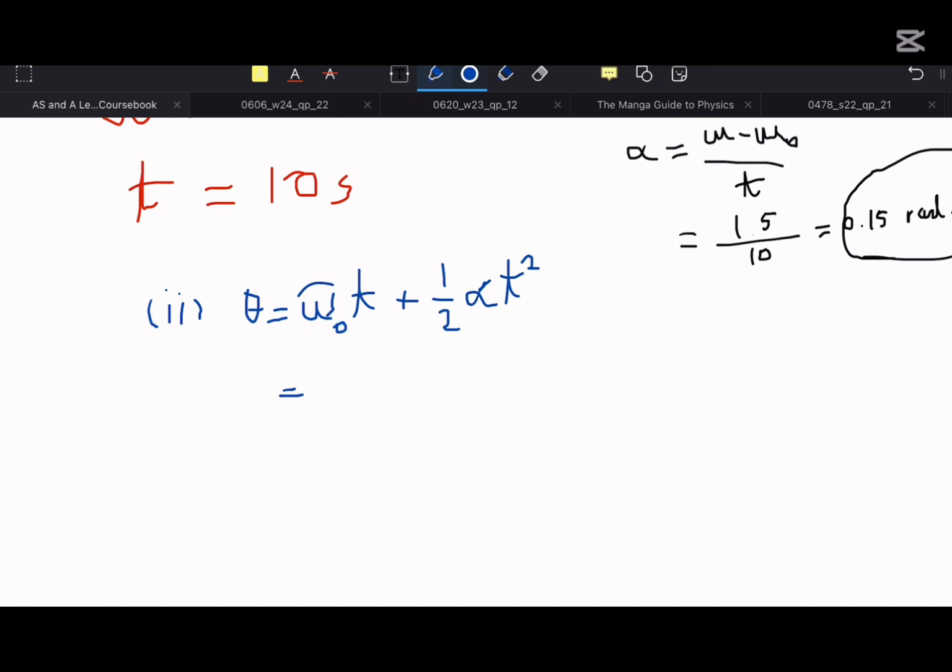So basically this will be 0 times t, which is 10, plus 1/2 alpha, which is 0.15, and t, which is 10 seconds, squared. Now just put that into the calculator, and then we will get the answer, 7.5 radian, I think. So we'll get 7.5 radian.